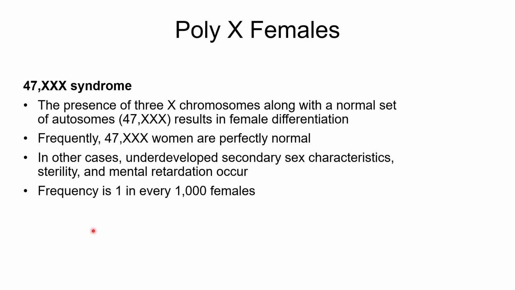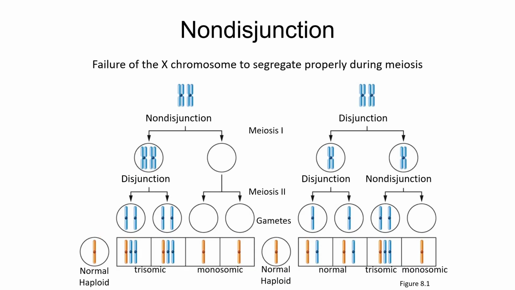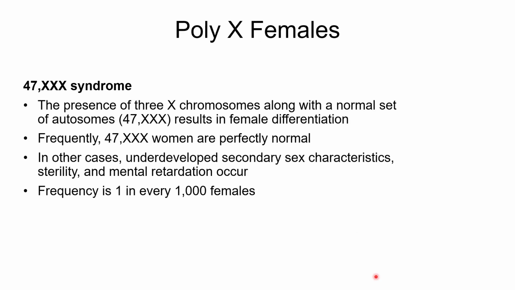This is actually fairly common because you can result in this by having an X-X egg. You can see if we go to these non-disjunction events, it can occur here in 50% of the gametes when we have a non-disjunction event in meiosis 1, as well as when we have a non-disjunction event in meiosis 2, it can still occur in 1/4. So about 1 in every 1,000 females is actually born poly-X.